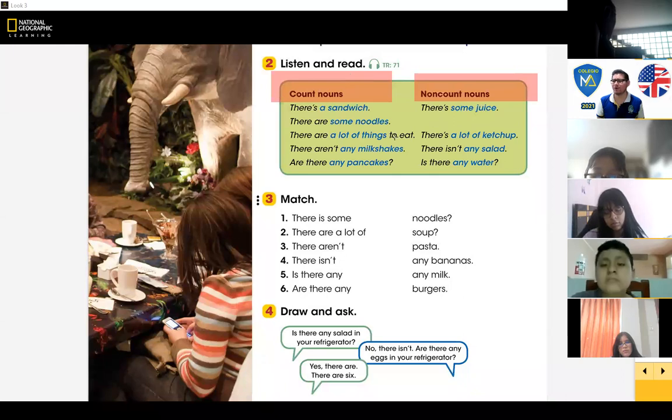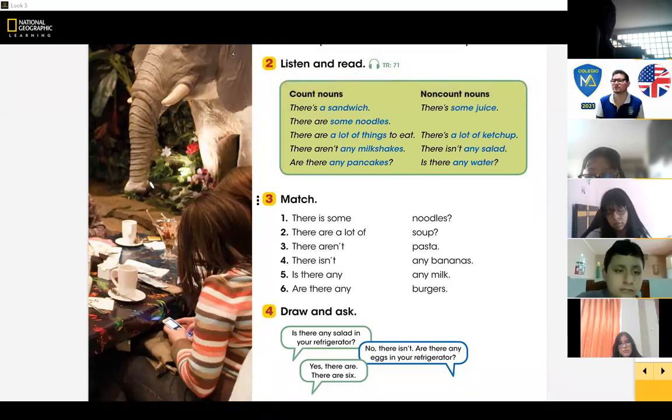¿Ya? A ver, ¿cuáles son los contables? Tenemos los que están aquí en esta lista, ¿no? For example, sandwich, ¿no? Y por eso digo, there is a sandwich. Una característica de los contables es de que yo puedo utilizar el a para indicar uno, pues. Porque recuerda que el a, an, tiene el significado de uno, ¿verdad? Yo digo, there is a sandwich. Estoy indicándote que hay un sandwich, ¿right? Entonces, sandwich, contable.